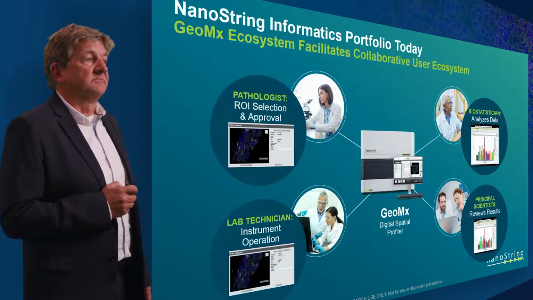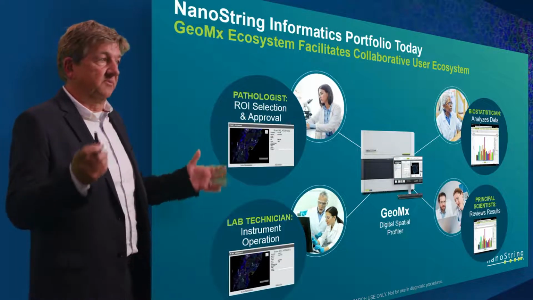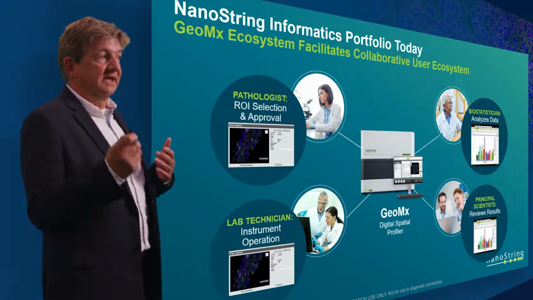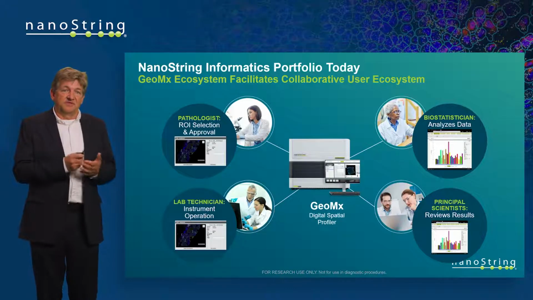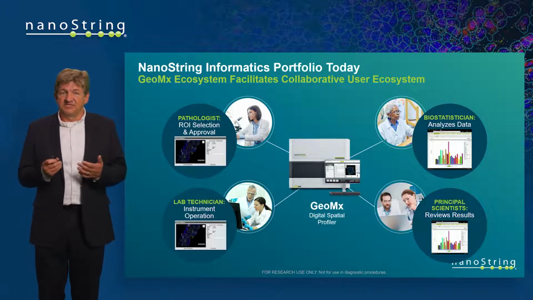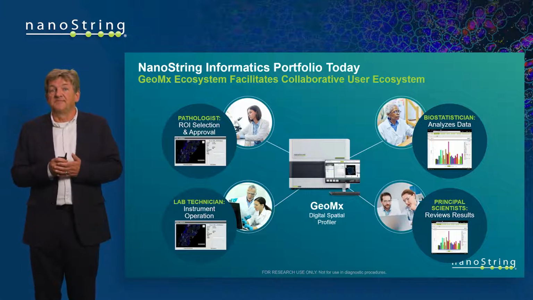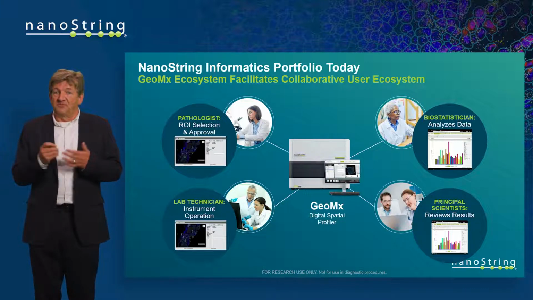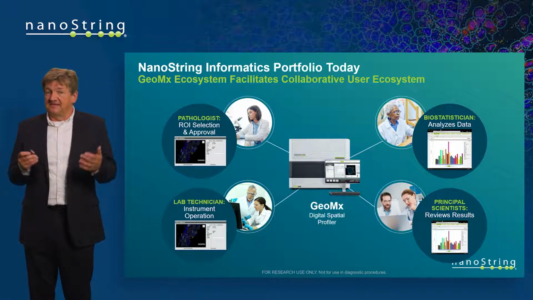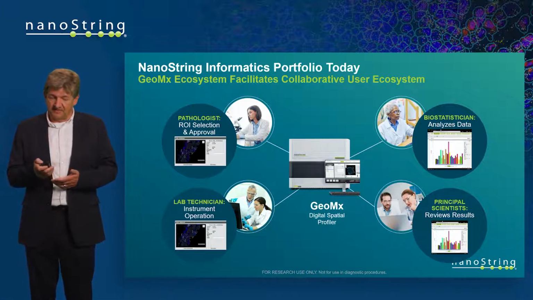Here's a picture of our informatics portfolio today. It's around the Genomics platform. It allows the different users to interact with the software in different ways. The pathologist will use the software to select ROIs and approve ROIs. The lab technician uses the software to really run the machine, set up the experiment, and so on. The biostatistician analyzes the data, looks at the different statistical methods, and comes up with the best way to analyze the data. And then the principal scientist can review the results and combine all the results ready for publication.